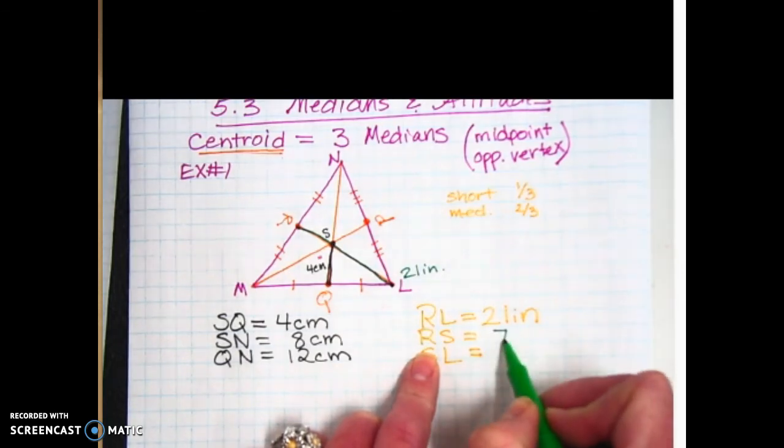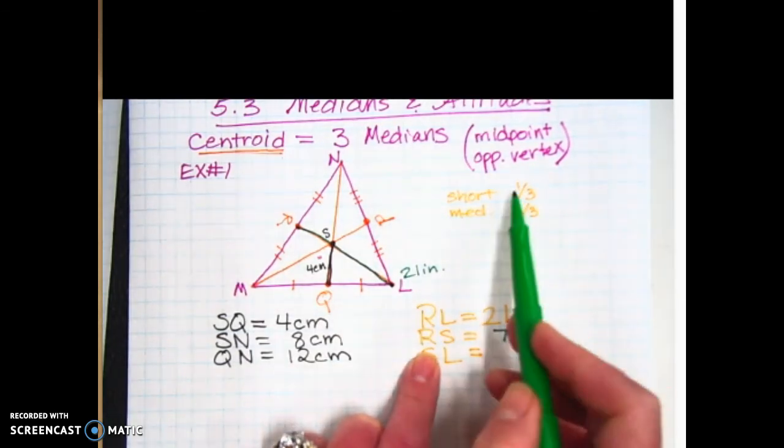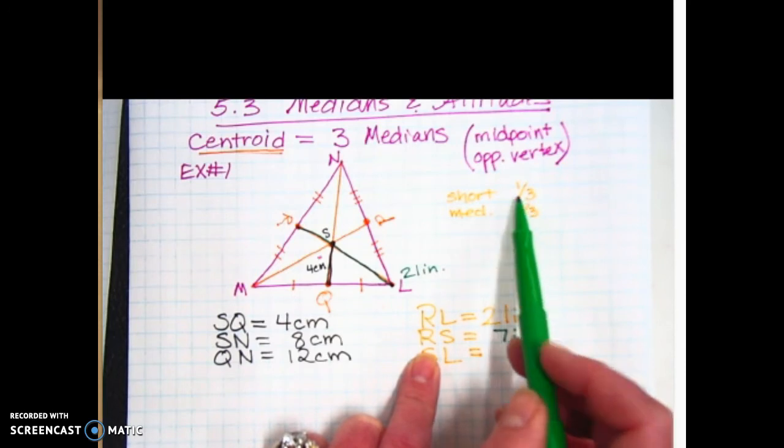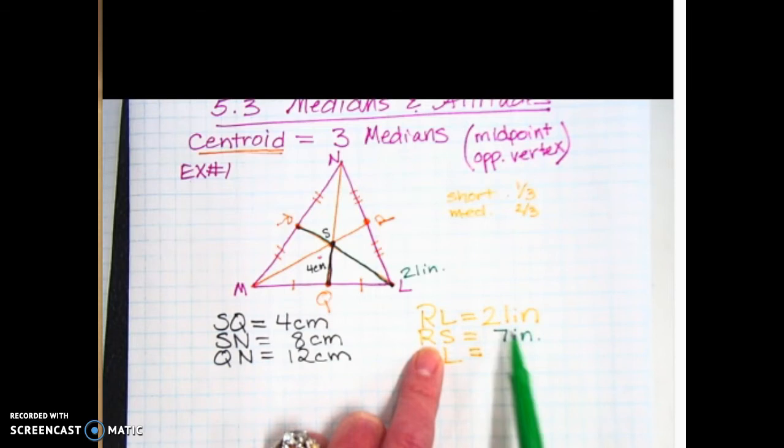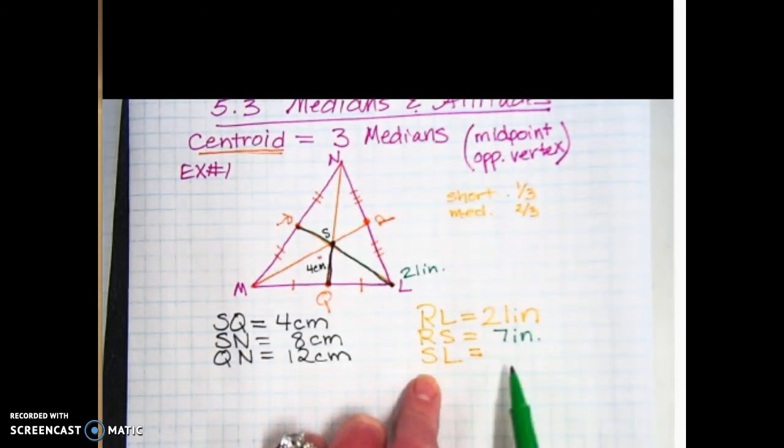7. Because it's 1/3. Look right here, we wrote down that the short piece is 1/3, so you're going to take your 21 and you're going to divide by 3. That gives you the short piece being 7 inches.